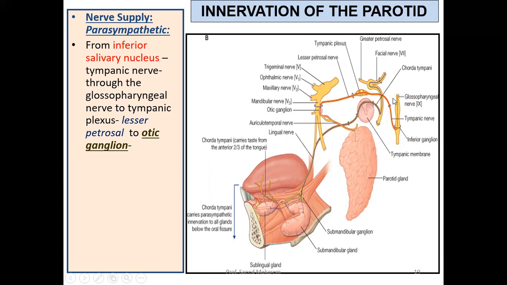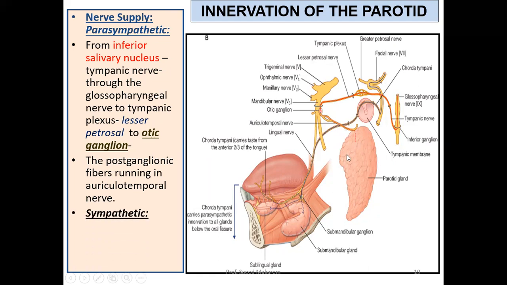So this is the parasympathetic component, preganglionic, then the postganglionic. So it will relay in the otic ganglion, the postganglionic fibers running in the auriculotemporal nerve. So now the postganglionic fibers, which are coming from here, will pass through the auriculotemporal nerve to innervate the parotid gland. This was about the parasympathetic.